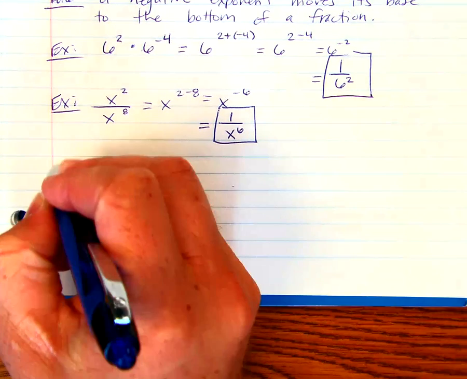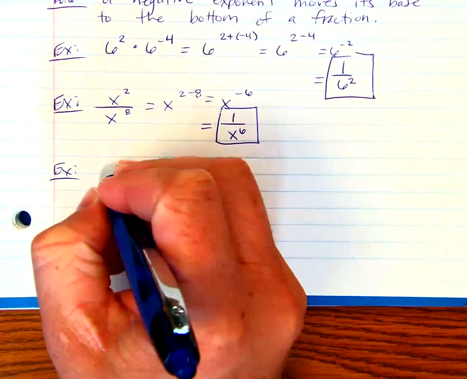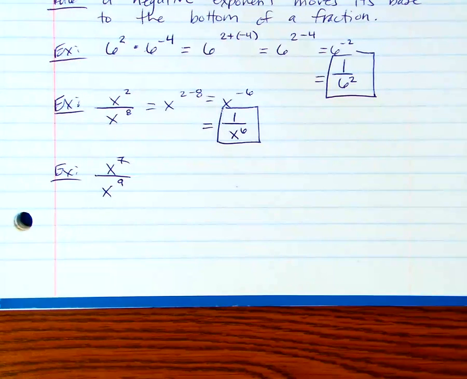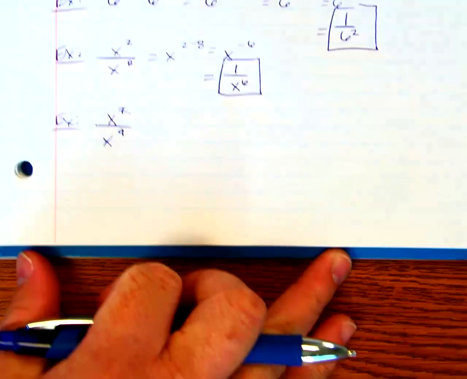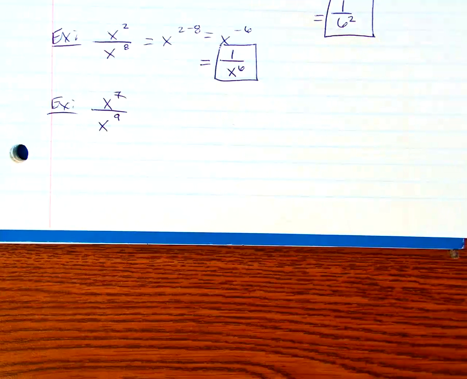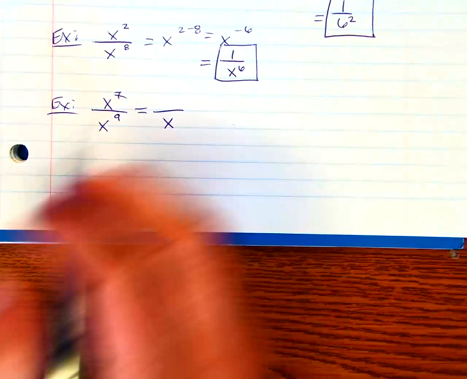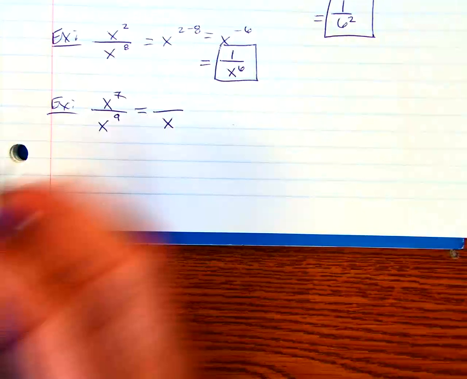So let's do one quick example that looks like that. If we had x to the 7th over x to the 9th, which one of these numbers is larger, 9 or 7? 9. 9 is clearly larger. Is 9 on the top or is 9 on the bottom? It's on the bottom, which means that it will be on the bottom when we're done. And what is 9 minus 7? 2.